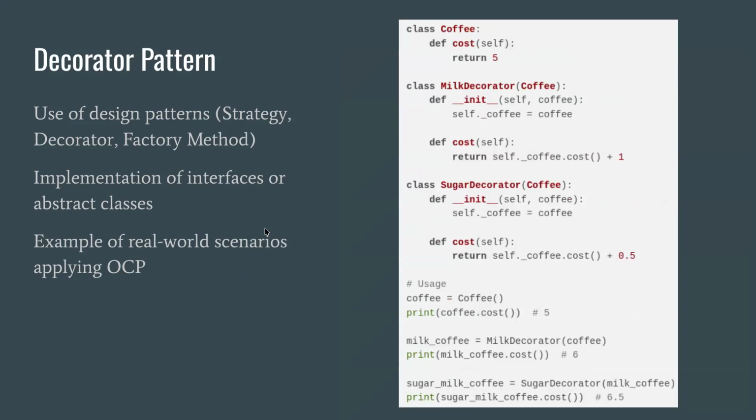And another pattern would be the decorator pattern. The decorator pattern enables you to add behavior to objects dynamically without having to alter the structure. Last one would be the factory pattern. The factory pattern provides a way to instantiate objects without exposing the creation logic to the client. So additionally, implementing interfaces or abstract classes that can be extended ensures that new functionality can be added without modifying existing code.